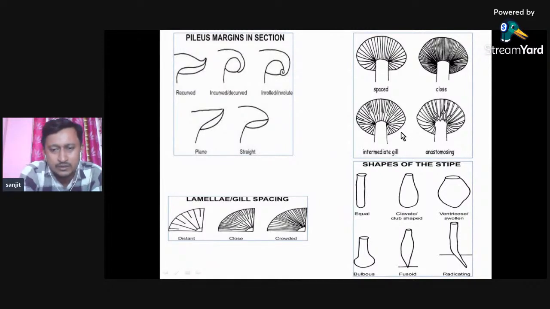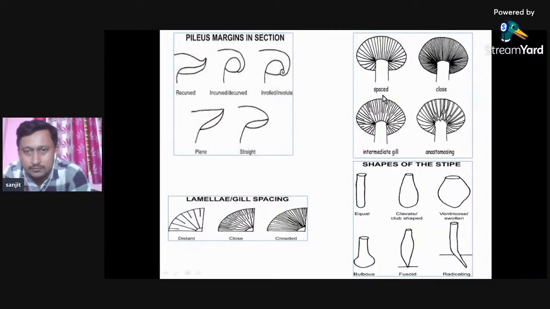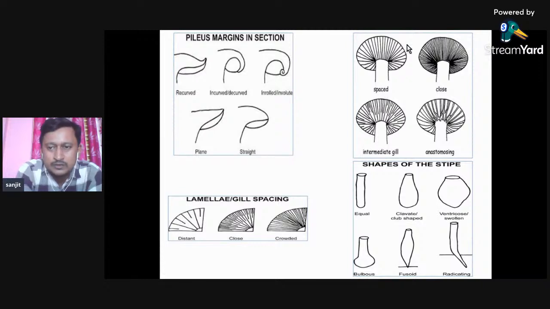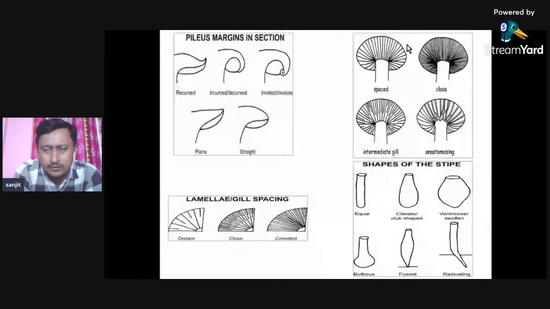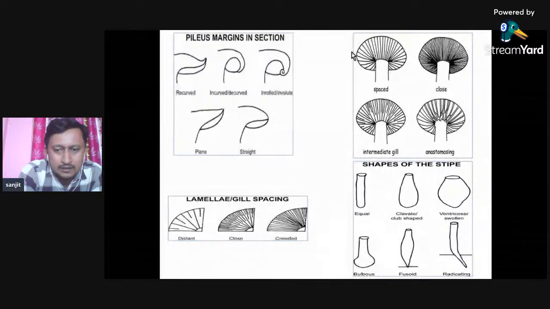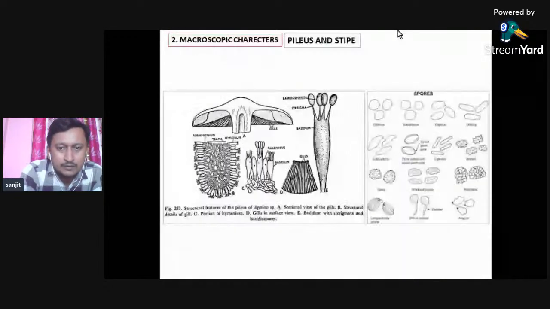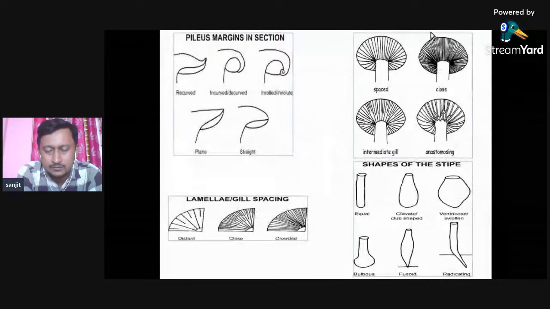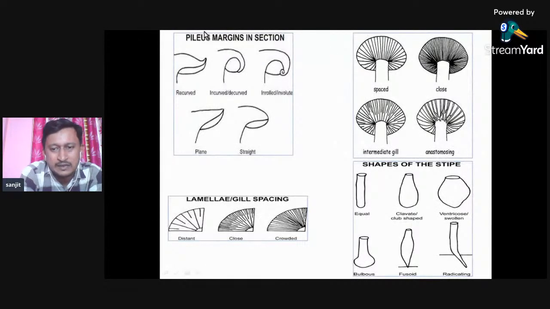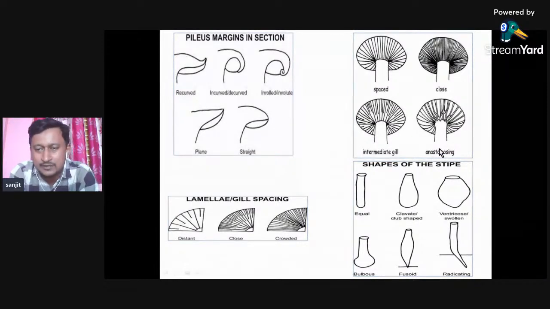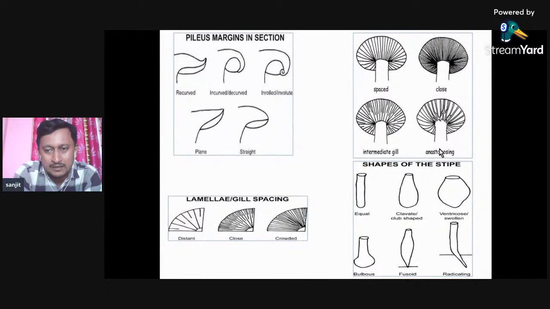This picture shows the different types of lamellae. Spaced means in between two lamellae there is a space present. Closed means we are unable to separate each other. Intermediate gills means some intermediate gills, one, two, three gills are present in between two complete lamellae. Anastomosing gills means some gills are attached together and lastly attached to the stipe.